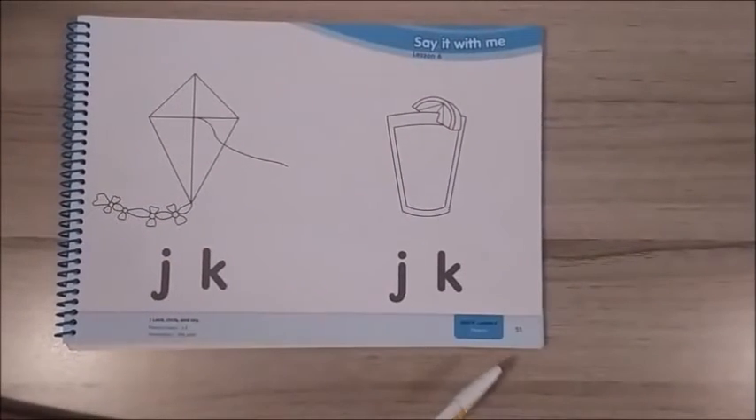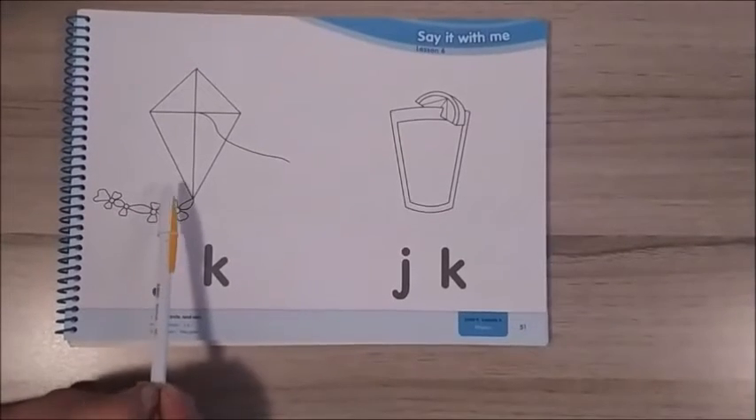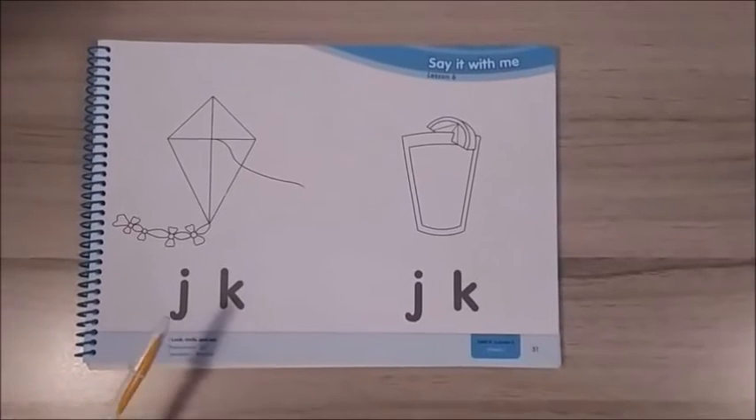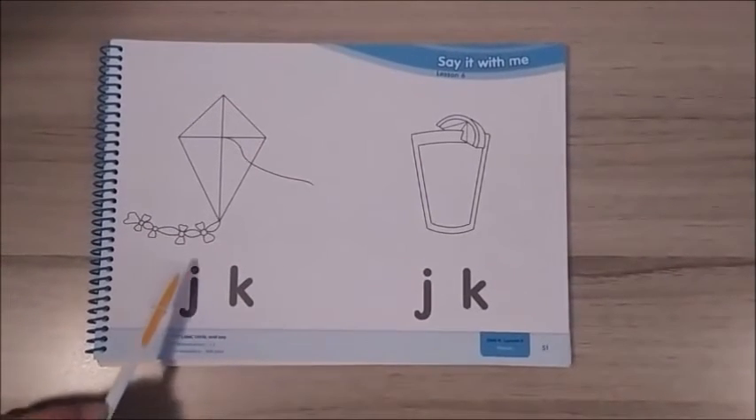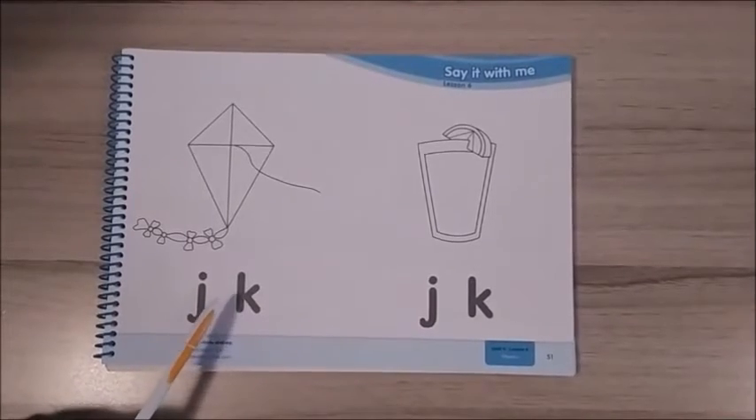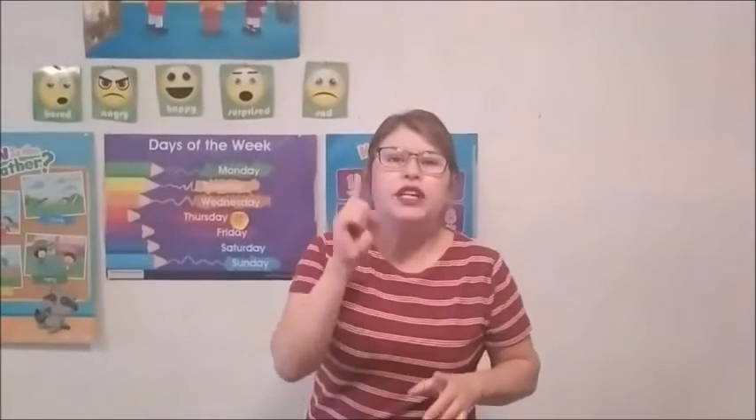Kite. Now, on your activity book, page 51, we have here kite and juice. Circle the letter that belongs to the picture. K, J. Okay, very good. We finish. Please practice the letter J, K. J like juice, K like kite.